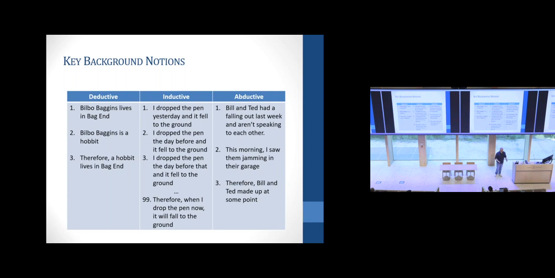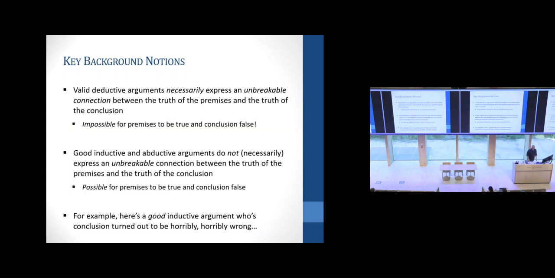So now, to come back to your question, these three types of arguments, how do they fare when we think about validity? Well, put really roughly, valid deductive arguments necessarily express unbreakable connections between the truth of premises and the truth of conclusions. That's in effect what it is to be a good deductive argument, is to be valid. Good inductive and abductive arguments don't necessarily meet that requirement.